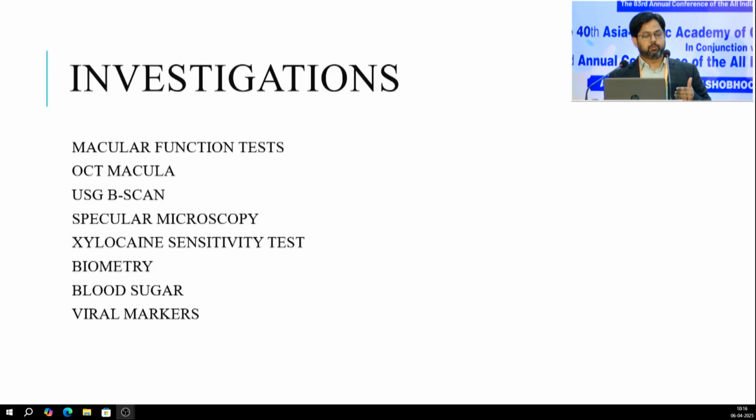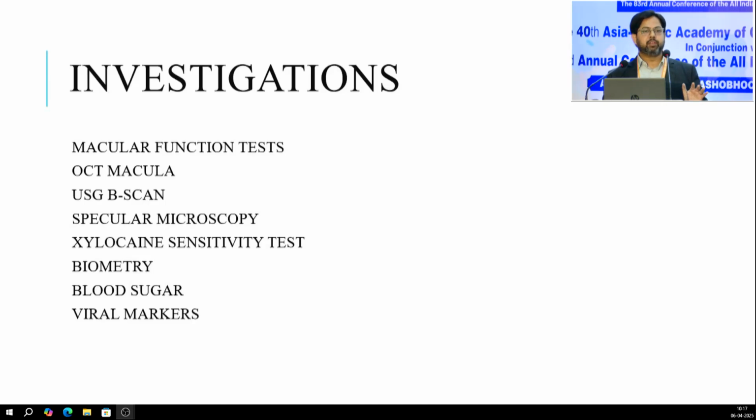Document the endothelial counts with specular microscopy, but then again, it comes with a cost. Not every practitioner would have this machine. So therefore, it's very important to have a specular reflection view on the slit lamp. Do a xylocaine sensitivity test if you are planning the patient under block. For investigations, blood sugar, fasting and postprandial, is important. And I personally go for viral markers as well, but some people go for it and some do not.